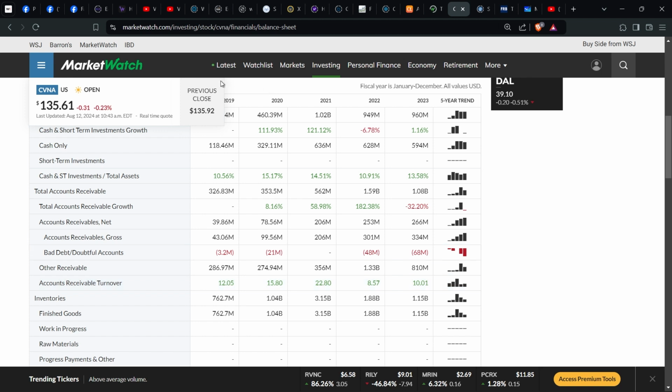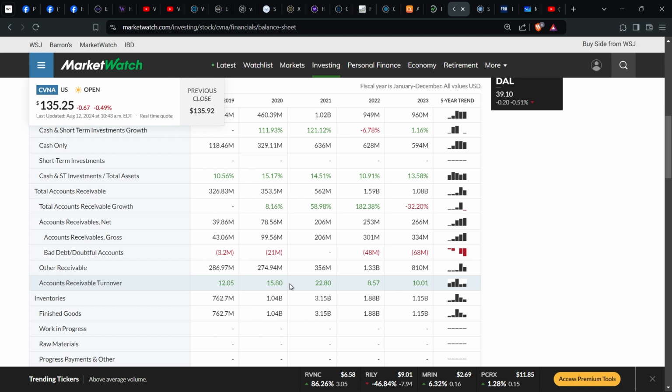For example, here, this is from 2019 to 2023. We're looking at Kavana. You see, in 2019 it was 12, 15, 22, 8, 10. Meaning, at this point it was rising, which was good, but here it started dropping, meaning the company does not collect their credit sales as efficiently as a while back.